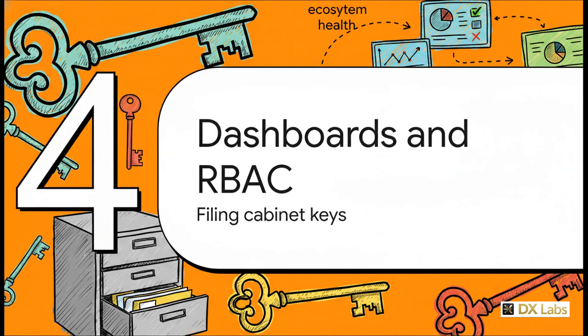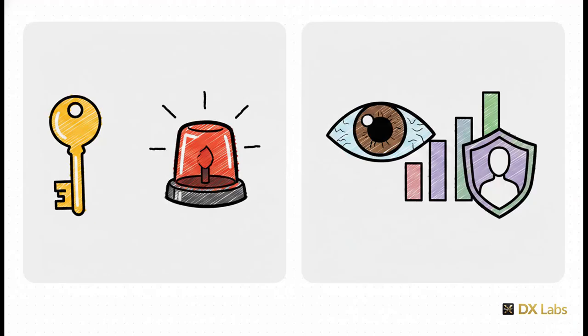Section 4. Dashboards and RBAC. Let's hand out those filing cabinet keys. Think of role-based access control, or RBAC, like passing out different keys to a highly sensitive HR filing cabinet. Some people get a master key so they can reorganize all the files, while others just get a key that only lets them read what's already there.